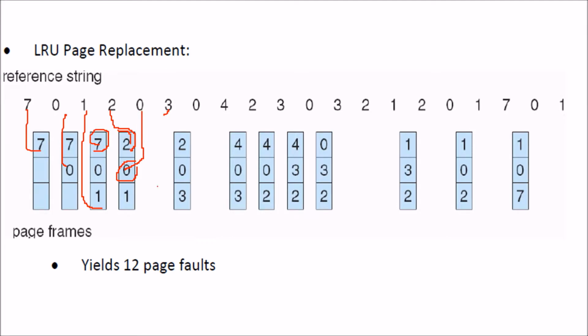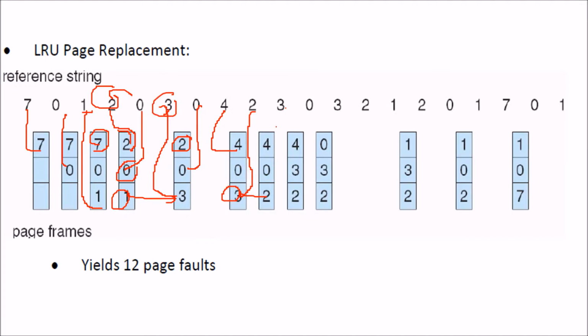But this 1 was earlier than 2 and 0. So 3 will replace 1. 0 is already there. 4 will come. 4 will replace what? 2, because it was earlier. It was least recently used. 4 will replace this. 2 is already there, then 2 will come. 2 will replace this 3, because 3 was quite earlier.